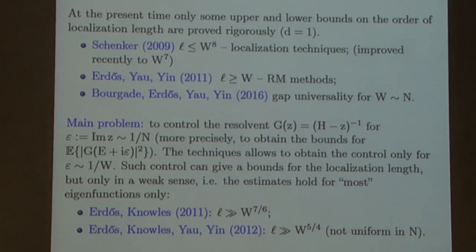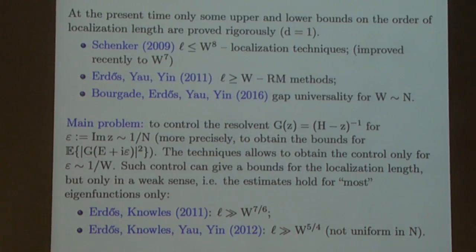The main problem here is to control the resolvent of the matrix, where you are interested in the imaginary part of z of order 1 over n. The technique which comes from the random matrix method, from the Erdős approach, really allows you to control only epsilon of order 1 over W. That gives you some information about localization length, but not on the optimal scale. For example, there are some results which prove that the localization length is bigger than W to 7/6 and then 5/4. But again, we need W squared. And even these results are not strong localization, because they hold only for most eigenfunctions, not for all, but for a big part of the eigenvalues.